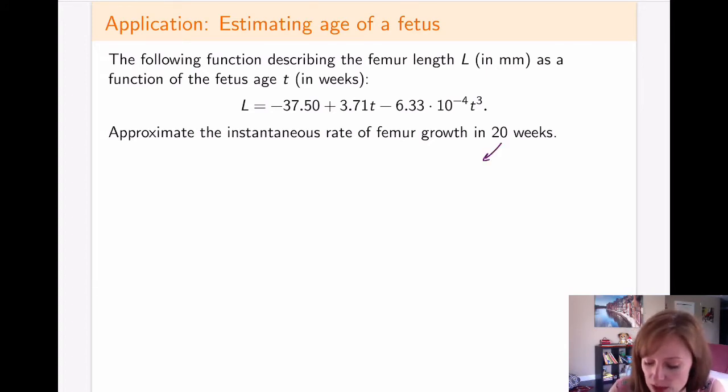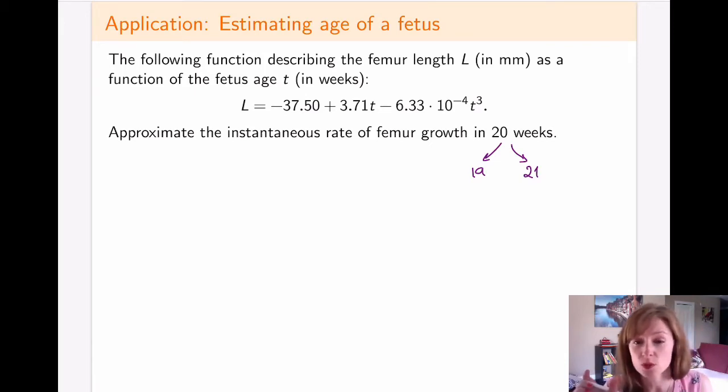So 20 weeks, that means I have to pick 2 points near 20 weeks. And here, this is where approximation is going to come forward: how close do you want to be? So for example, how about 19 weeks and 21 weeks? If I compute the average between those 2 weeks, that's pretty close to 20. 20 is just 1 week in between, right?